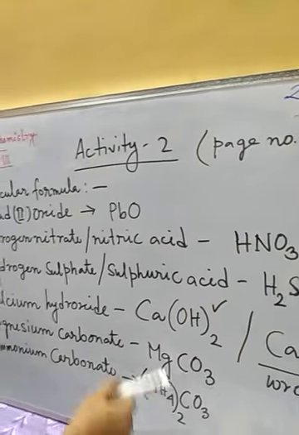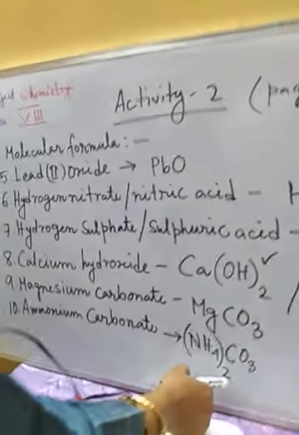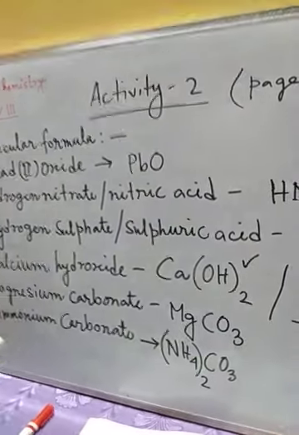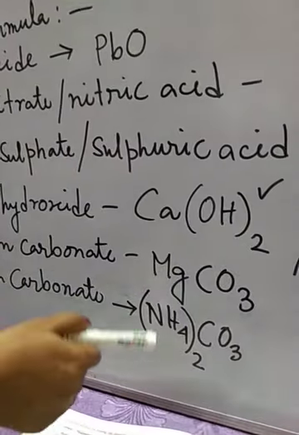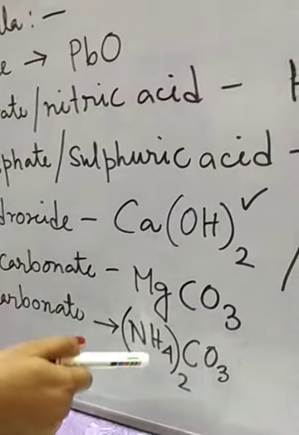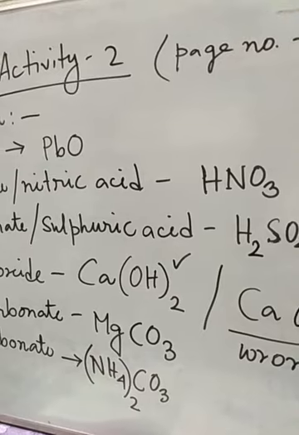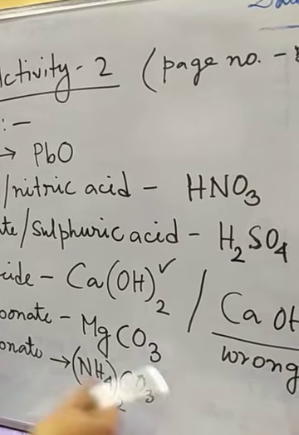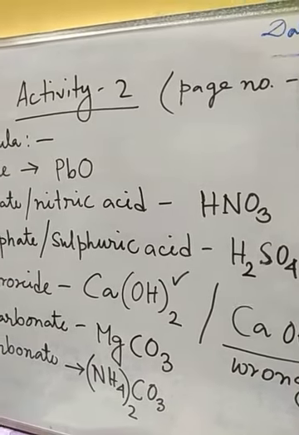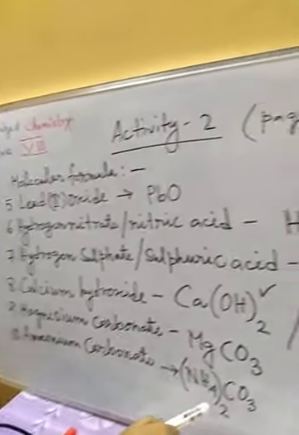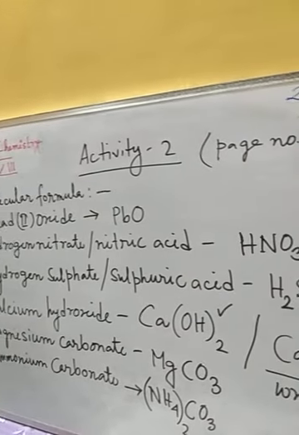So NH4 whole 2, which is this 2, is the valency of carbonate. And ammonium's valency, that is 1, will go with the whole of this carbonate CO3 group. Okay, as this is 1, we are not writing anything. So this will be the formula of ammonium carbonate, NH4 whole 2 CO3.